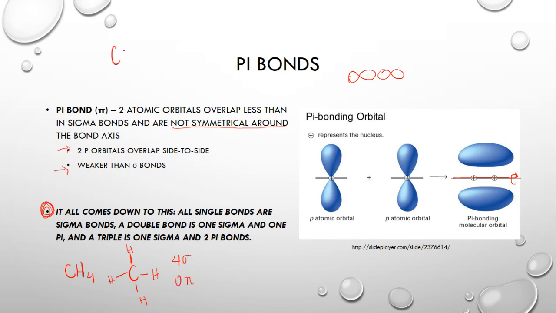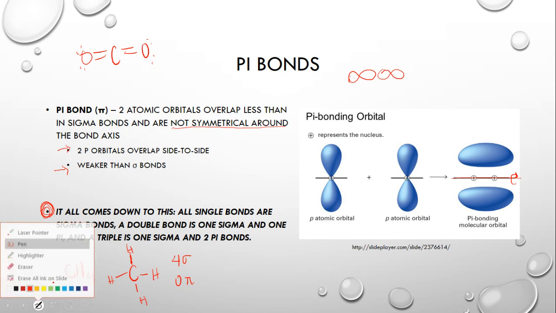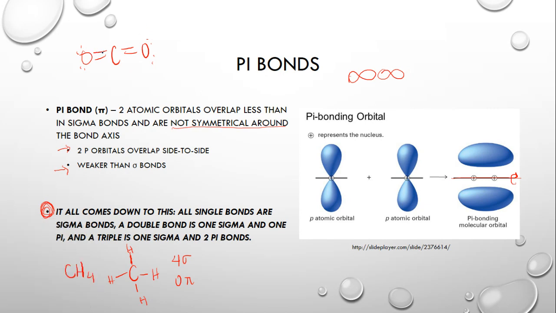Okay, what if it was something like this? What if it was carbon dioxide? I would want you to be able to draw that out and look at it and go, well, she said that double bonds are 1 sigma and the rest are pi. So that'd be 1 sigma, 1 pi on that side. That'd be sigma and that'd be pi. So it's got 2 sigma bonds and it's got 2 pi bonds.